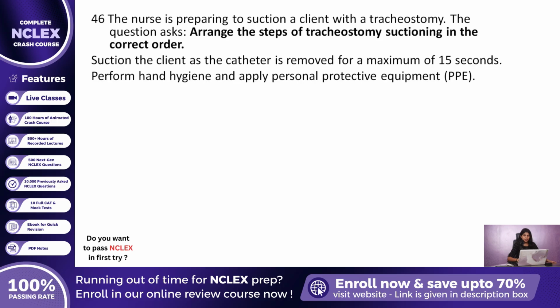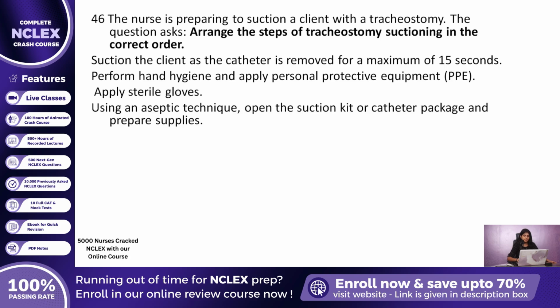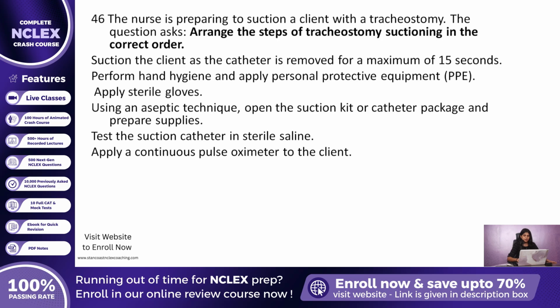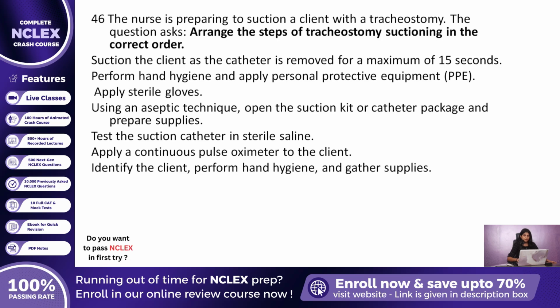Perform hand hygiene and apply personal protective equipment, PPE. Apply sterile gloves. Using an aseptic technique, open the suction kit or catheter package and prepare supplies. Test the suction catheter in sterile saline. Apply a continuous pulse oximeter to the client. Identify the client, perform hand hygiene, and gather supplies.